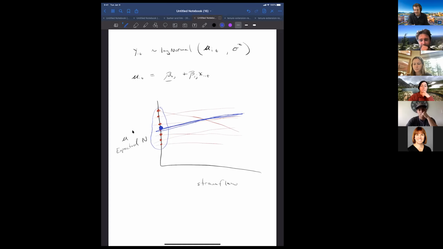I have a question, Perry. Yeah, go ahead. I know we're letting seasonality lie right now, but if seasonality was to be a fixed effect on this predicted line, would it even fit into this plot? Because this is just expected N and streamflow. So would we analyze this separate from streamflow?